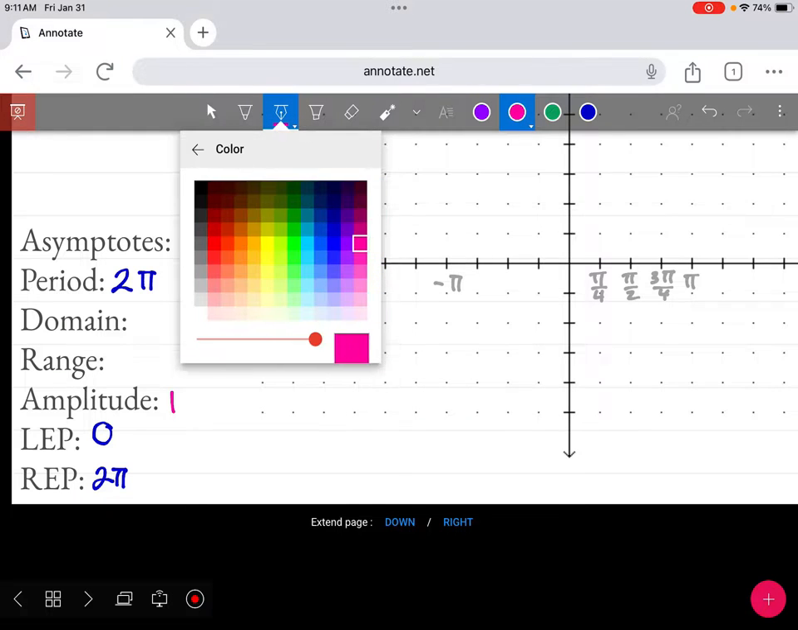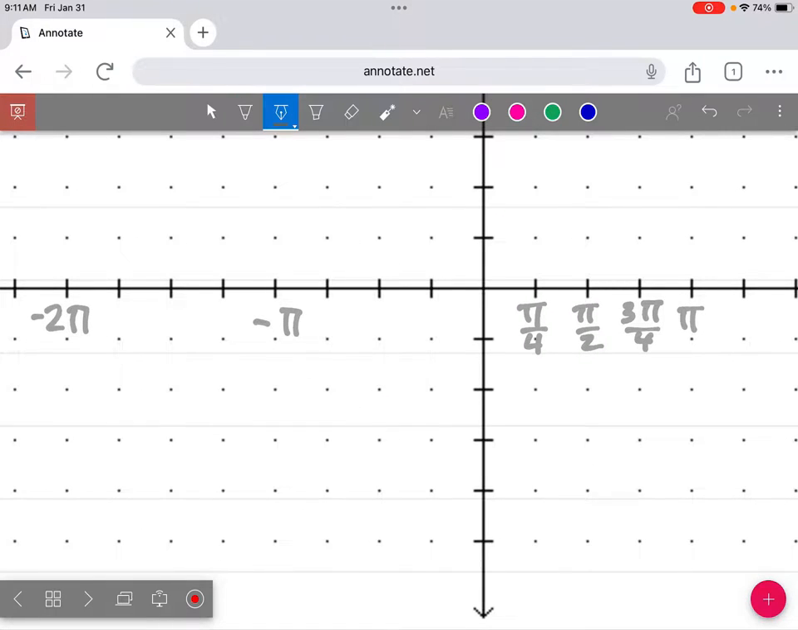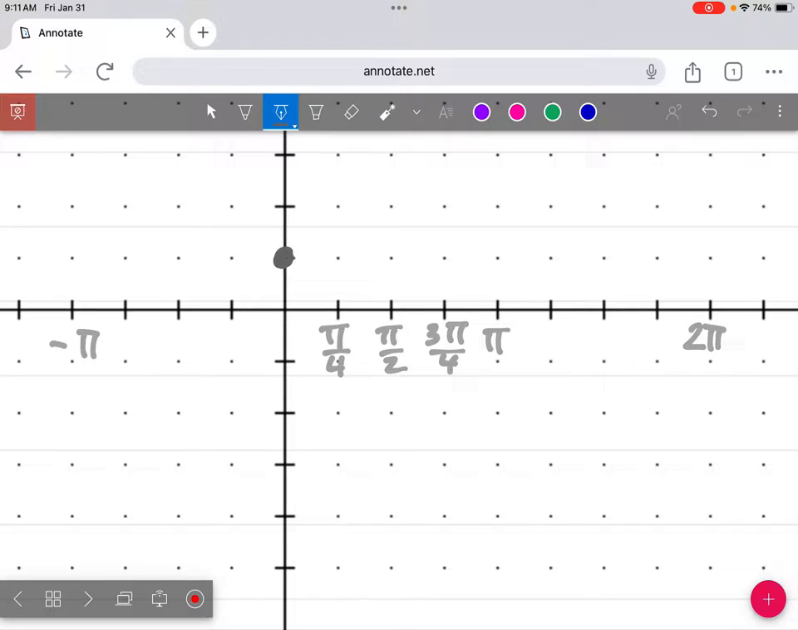So when we're looking at our cosine, where does cosine start again? Cosine starts at 1, and it ends at 1. And halfway through is at -1.